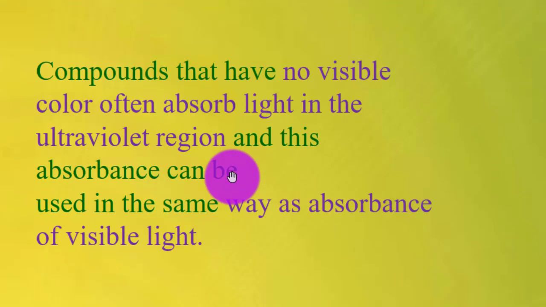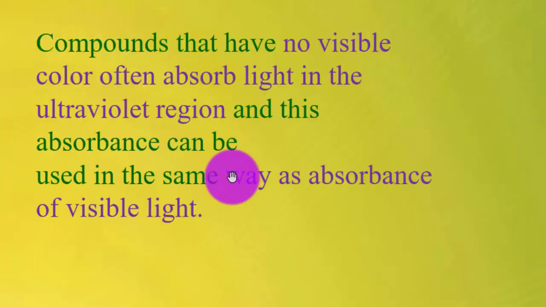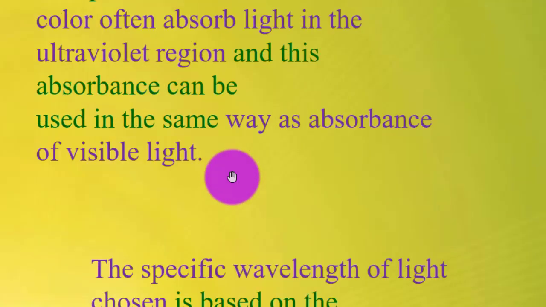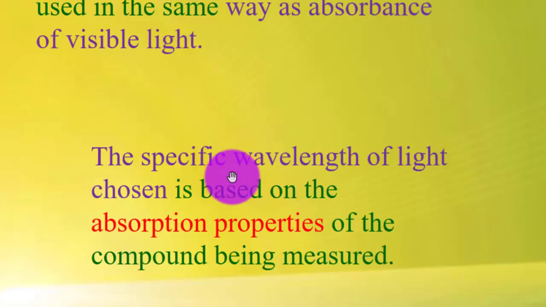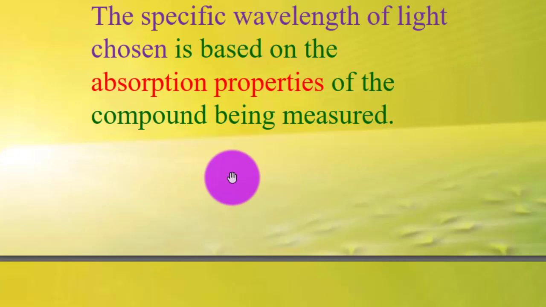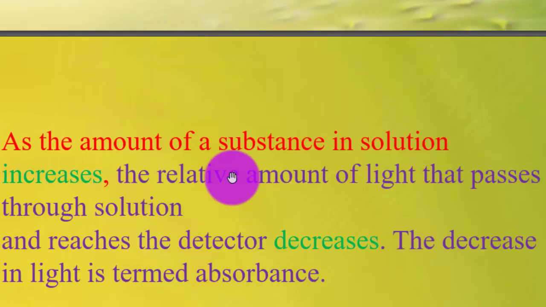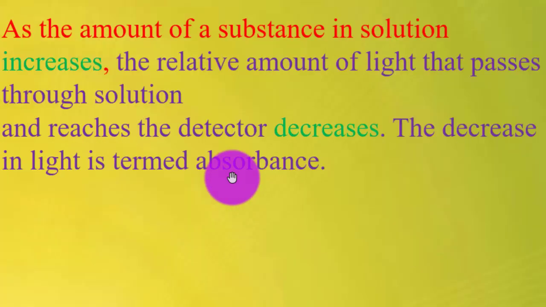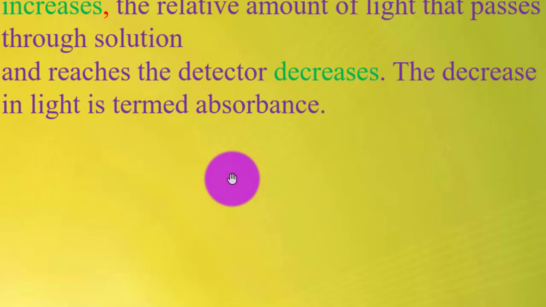Compounds that have no visible color often absorb light in the ultraviolet region, and this absorbance can be used in the same way as absorbance of visible light. The specific wavelength of light chosen is based on the absorption properties of the compound being measured. As the amount of substance in solution increases, the relative amount of light that passes through the solution and reaches the detector decreases. The decrease in light is termed absorbance.